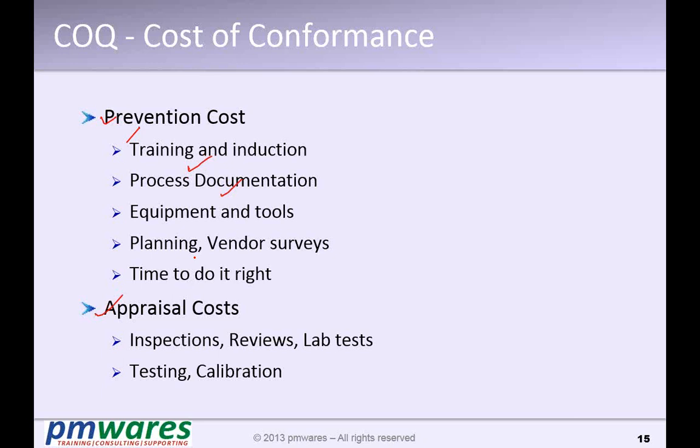Okay, so one is preventing, and the second is checking whether we are doing the right things or not. So checking efforts, not correcting efforts. So there is construction: you construct the code, then you test it, that is appraisal, and if you find some defects, you fix those defects. So fixing defects is non-conformance. That is the cost of non-conformance.